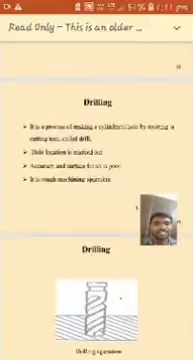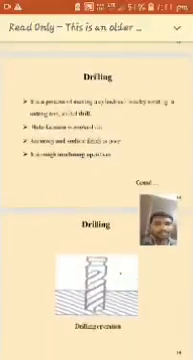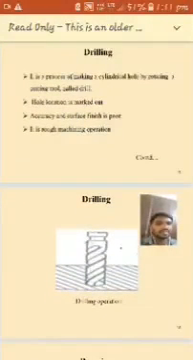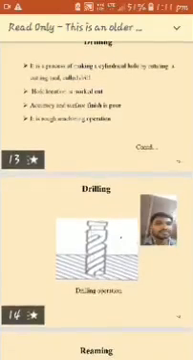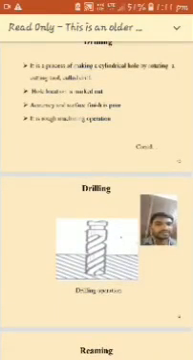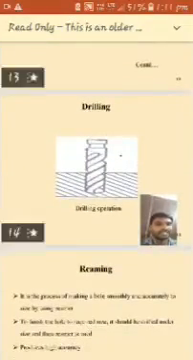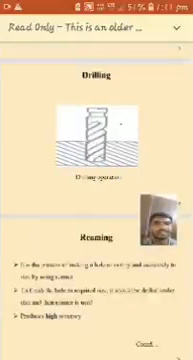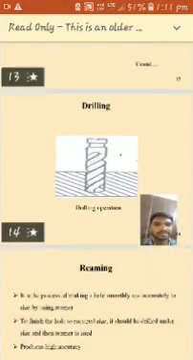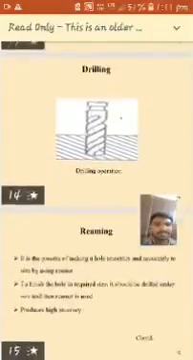The first one is drilling. It is the process of making a cylindrical hole by rotating a cutting tool called a drill. First the hole location is marked out. The accuracy and surface finish are poor, so drilling is a rough machining operation. We can see how the drilling operation is performed on the slide, where a figure shows the drilling operation.